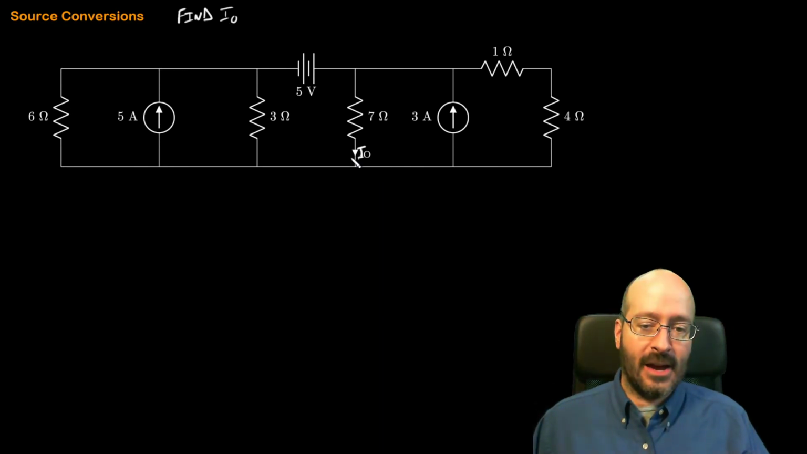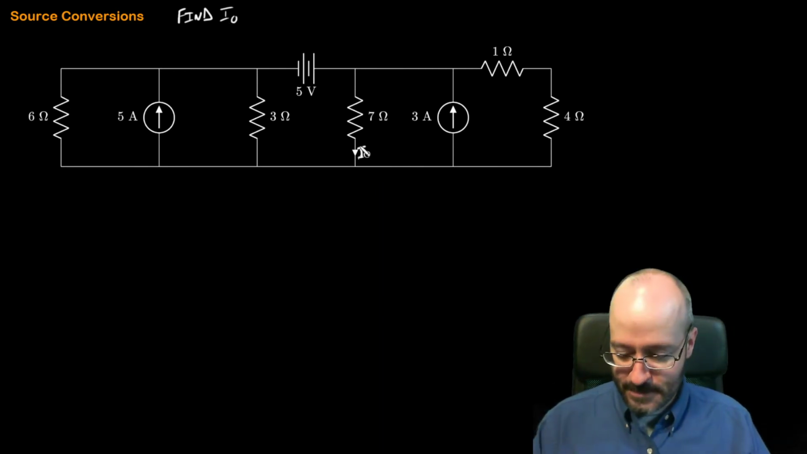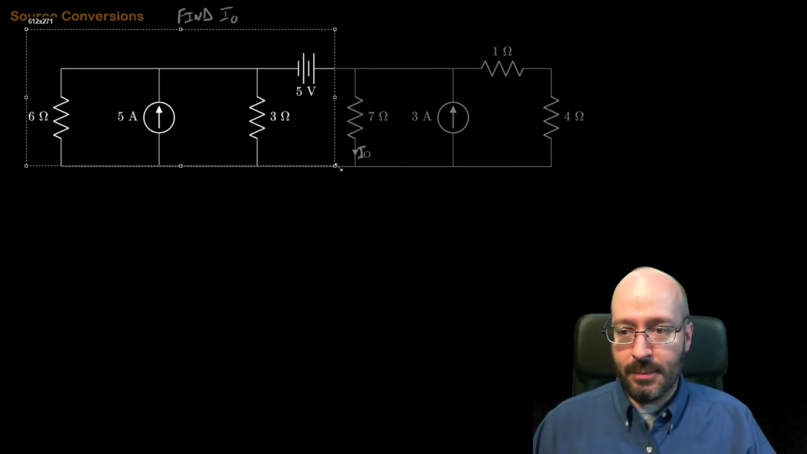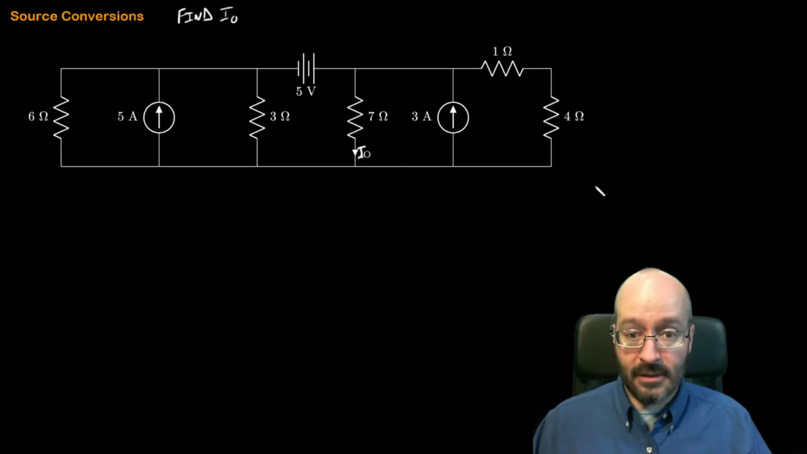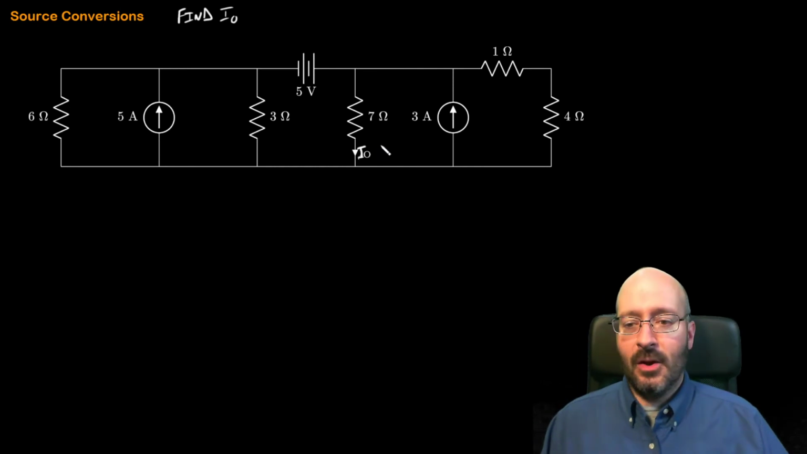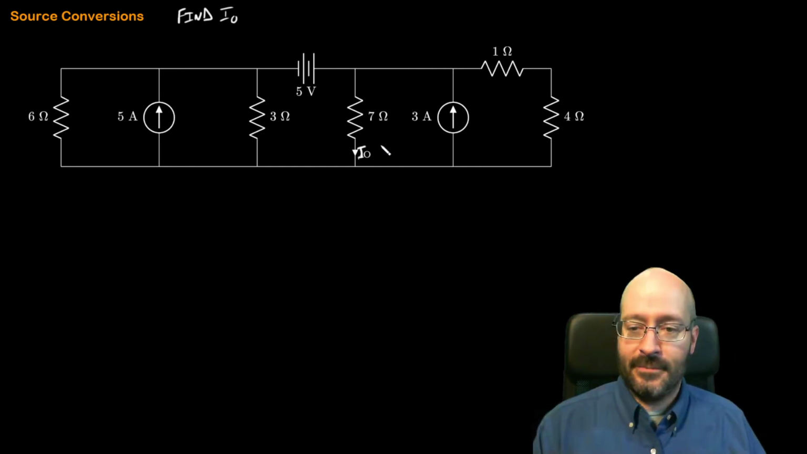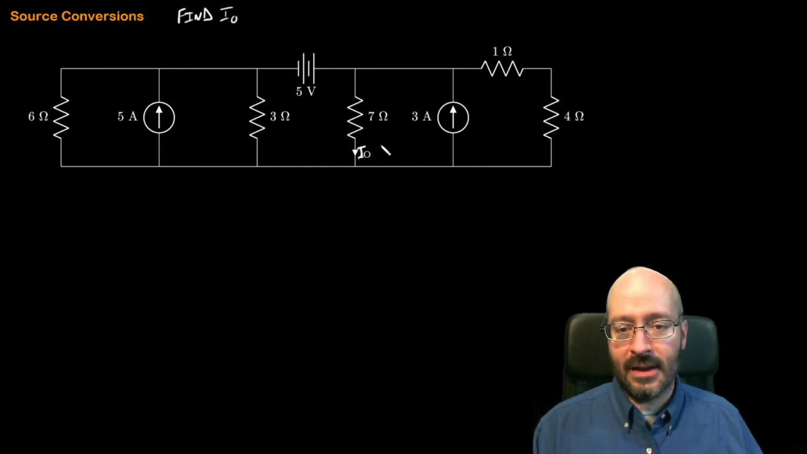All right, so it's a little bit bigger, it's a little bit uglier. We're looking for I out, which is labeled right here. Not in a totally pretty way, but let's copy this again for safekeeping. We got to play the anything in series, anything in parallel game.